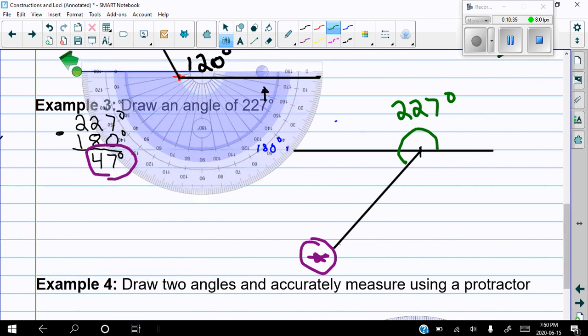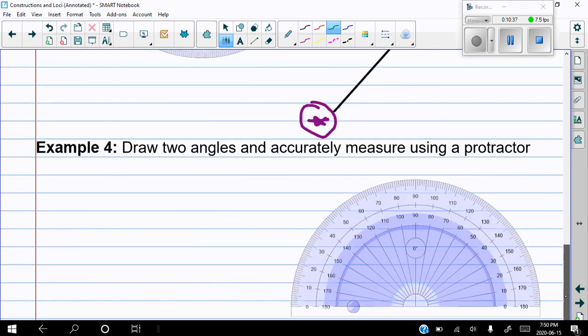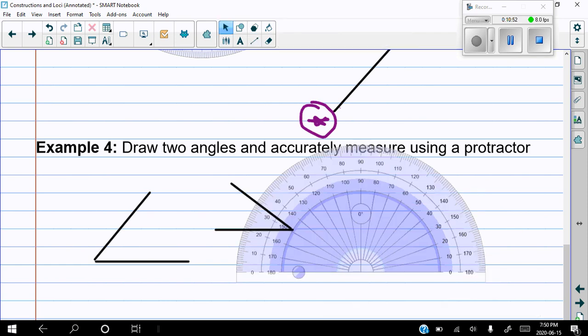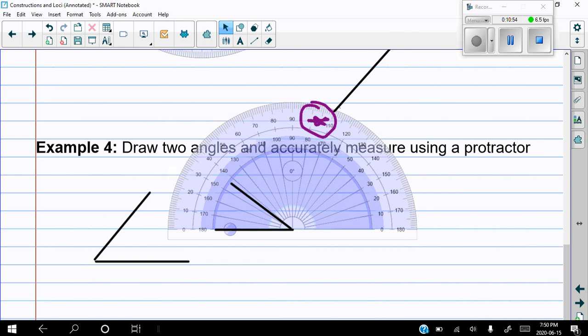So, like I said, if it's over 180, you just have to do a little math first. So here, we want to draw two angles and accurately measure them. So just draw two lines that connect on your page. I drew one each way. That way I can practice my skills both ways.